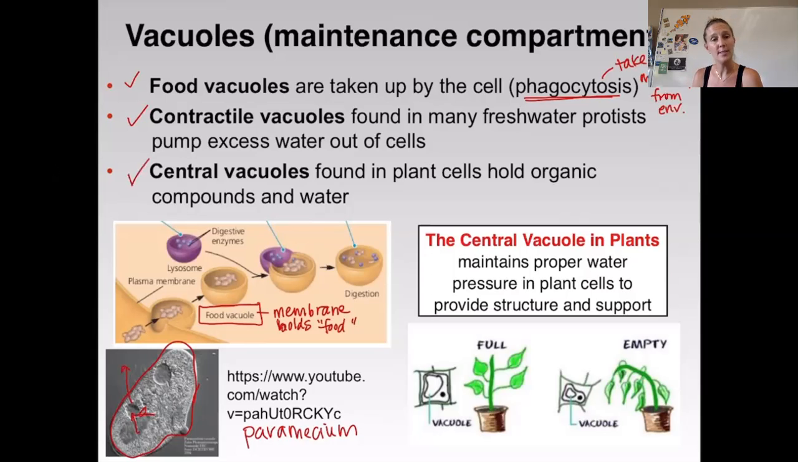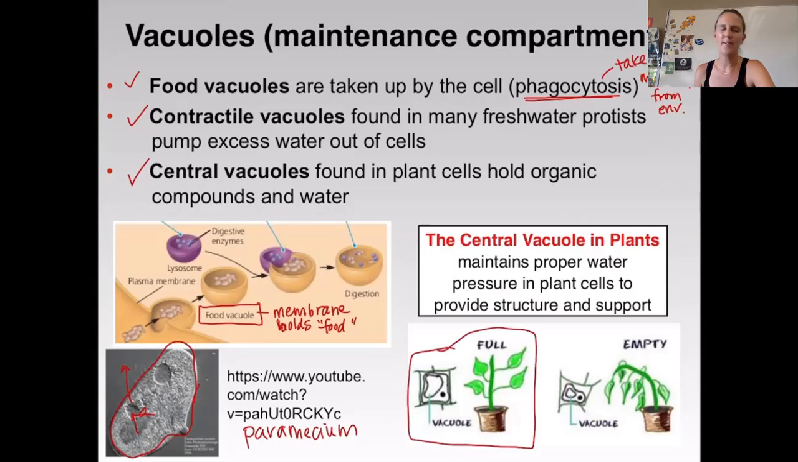And then there are central vacuoles, which are found inside plant cells, and they hold mostly water, but also some compounds. So in plants, let's just look down at this one first. If you have a plant that is very happy and turgid, meaning it's had a lot of water, then the central vacuole is very full, right? When you have plants that have not been watered very much, then that vacuole shrinks to something very small and you get a sad looking plant.